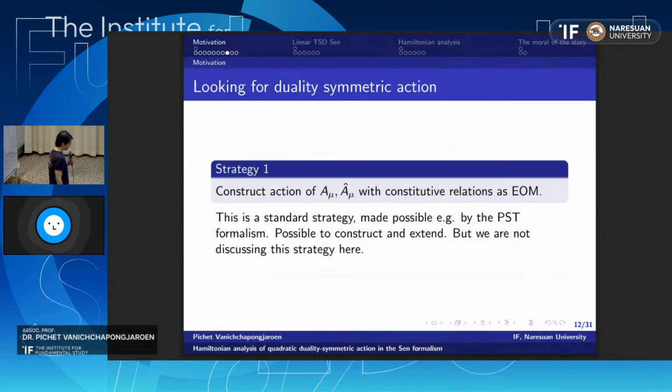There are two main strategies in the literature. The first one is to construct an action of A and Â, such that we get the constitutive relations as equations of motion. As you recall, we get the Bianchi identities for free, so the constitutive relations have to come as equations of motion. This is a standard strategy made possible by the PST formalism, but we are not going to discuss this strategy here.